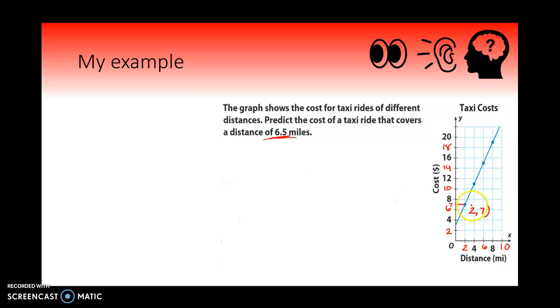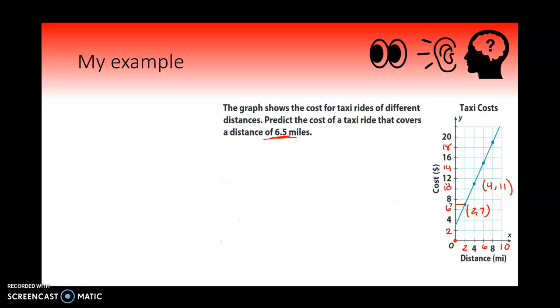2, 7. And if you forgot how I did that, I'm going to show you how to get the next one. Start at 0, 0. Go right first to 4. That's our first number, 4, and then go all the way up to what's halfway between 10 and 12, which is 11. 4, 11. Okay. 2, 7. All right, so now we have 2 points.